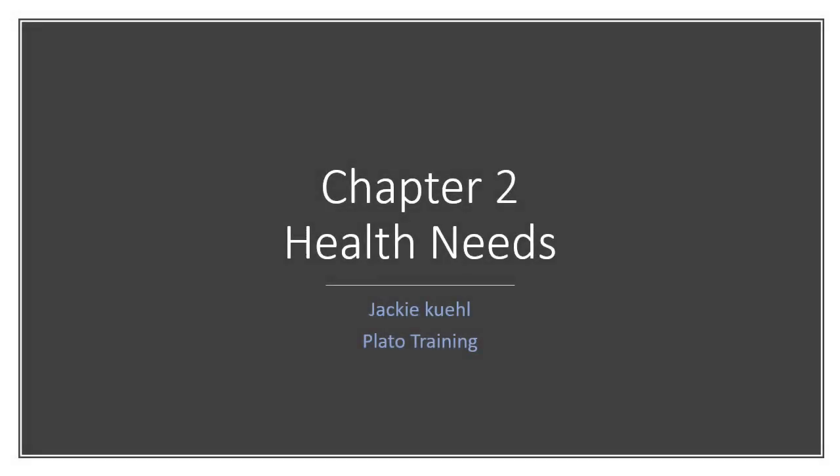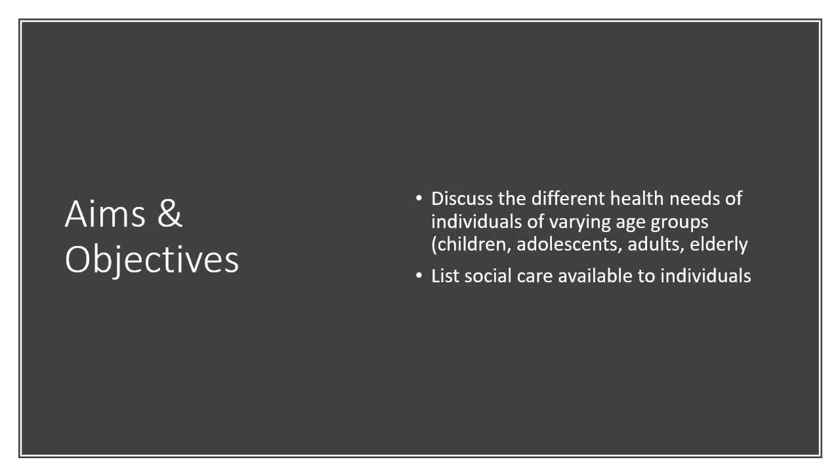Hello, so today we're going to be looking at Chapter 2, Health Needs. And the aims and objectives of today's session are that by the end of the session you will have discussed the different health needs of individuals of varying age groups, children, adolescents, adults and elderly, and you will have listed social care available to individuals.